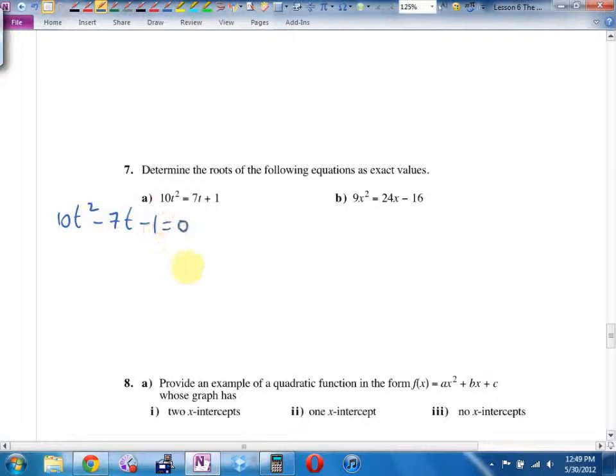It's got a T instead of an X, but I'll just pretend it's an X. If it factored, I'd look for two numbers that multiply to negative 10 and add to negative 7. There aren't any. 5 and 2 add to 7, but one's got to be positive, one's got to be negative. I can't make that work. This does not factor. So, try the quadratic formula, folks. I'll write it out up here.